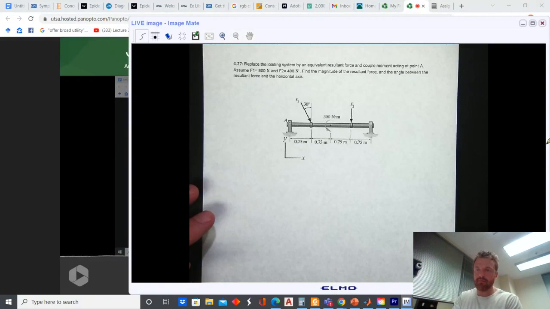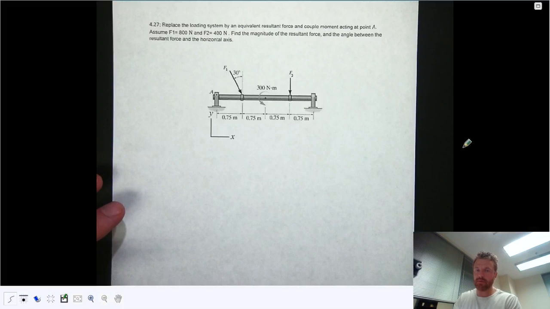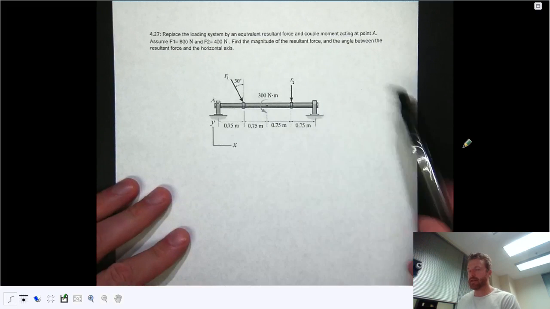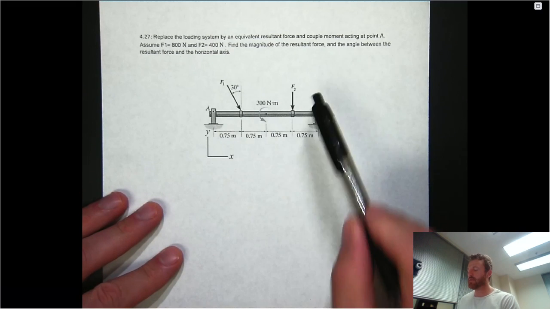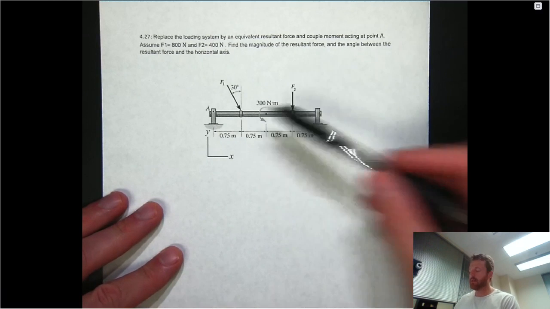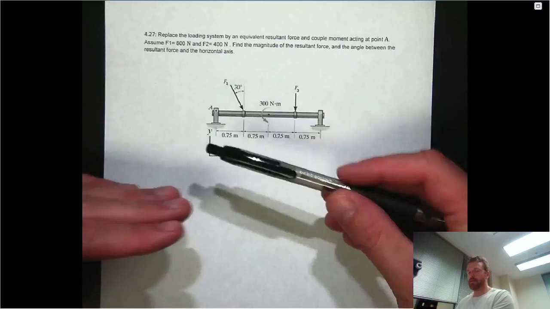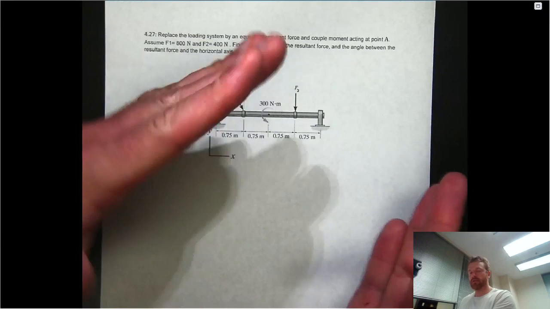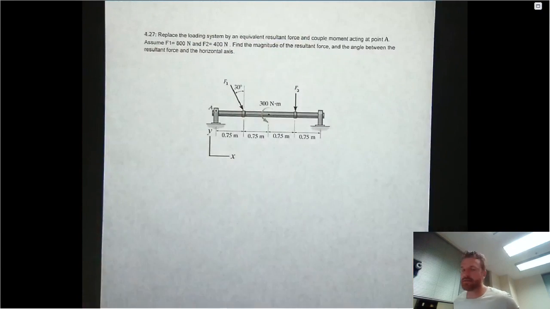So let's take a look at the second problem from the practice exam, which is 4.27. We have a pipe. It's acted upon by two forces, F1 and F2, along with a couple loading. These forces will tend to translate it down and to the right. This couple loading will tend to rotate it in the counterclockwise direction.